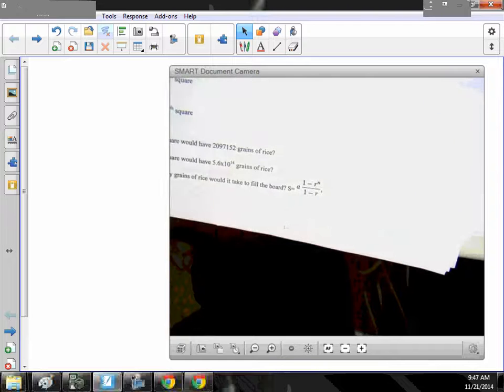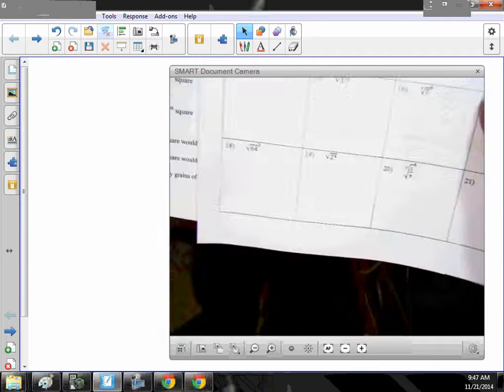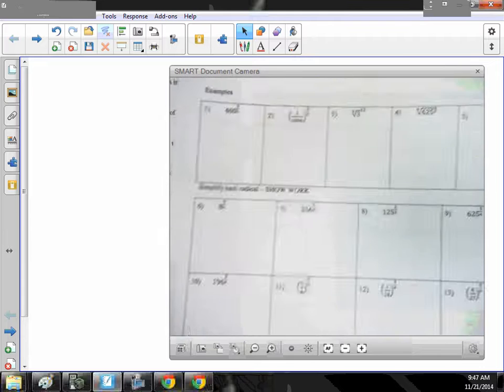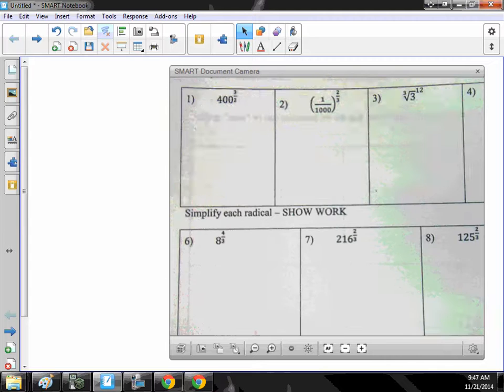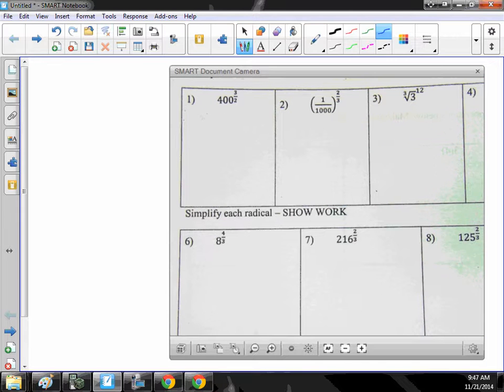Turn the page. Okay, example 1. 400 to the 3/2. Before I start, is my answer going to be bigger or smaller than 400? Bigger, because I'm keeping more than I already have. So, can 400 be broken into 2 equal groups? What is it? Not 200. That would be dividing by 2. What do we really want to do?